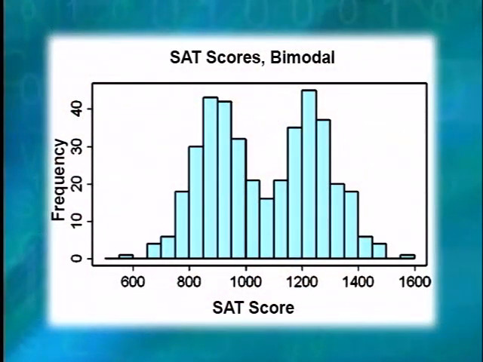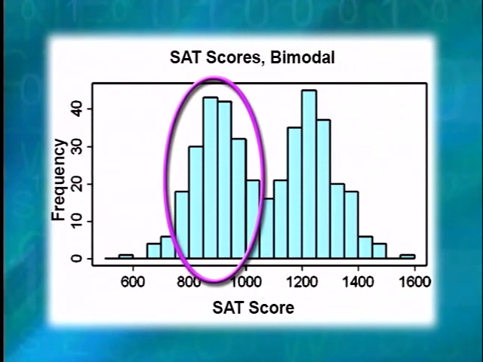where every student in the 7th grade takes the SAT test, and then they take it again in the 11th grade when they're getting ready for college. Now, you can see that what happens here is that the 7th graders tend, of course, to get much lower scores.